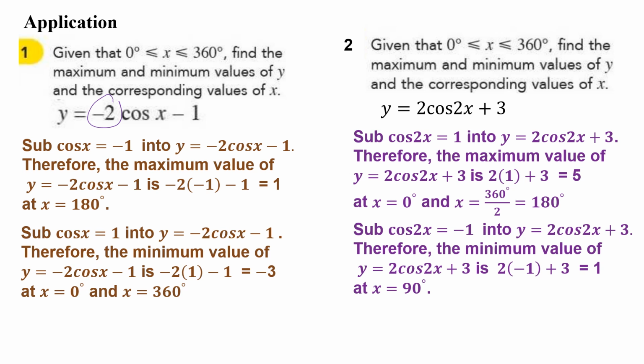Right, so if you're given y equals something cos 3x plus something, then the corresponding values of x for the maximum value of y will be just 0 degrees divided by 3, and 360 divided by 3. For the minimum value, it will be 180 divided by 3. So this is how you find the maximum and minimum values and the corresponding values of x for the cosine curve.